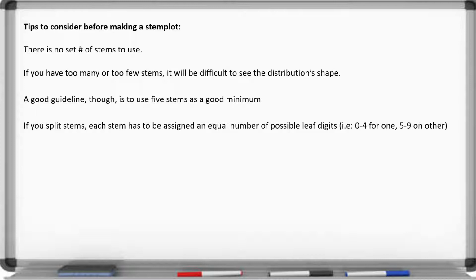When the data have too many digits, you can get more flexibility by rounding the data. So if you had some decimals, you can round it to the nearest whole number, for example, and then do the stem and leaf plot from the rounded data.